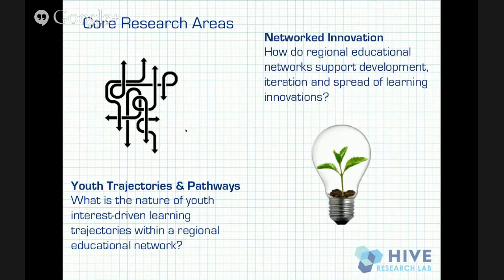The second core research area we call networked innovation. So the guiding question is, how do regional educational networks support the development, iteration, and spread of learning innovations? So there, as I said, members come together, they talk about what they're doing in their programs. Interesting things are happening in different contexts. How is that information flowing between members and being enacted in different spaces, and what are the factors that support that? And so we had, from this field scan, the emergence of central research areas.